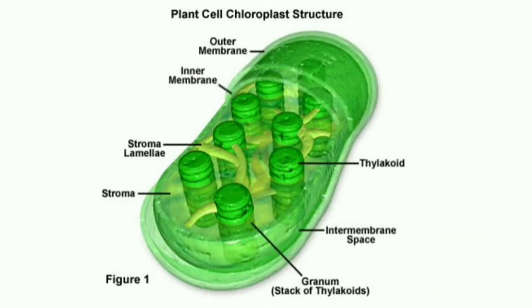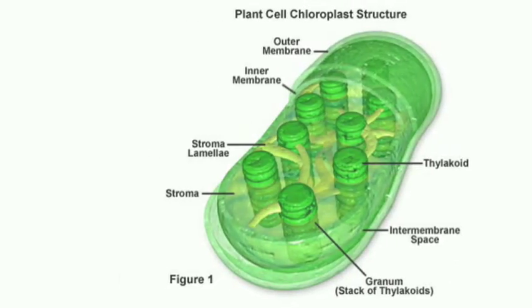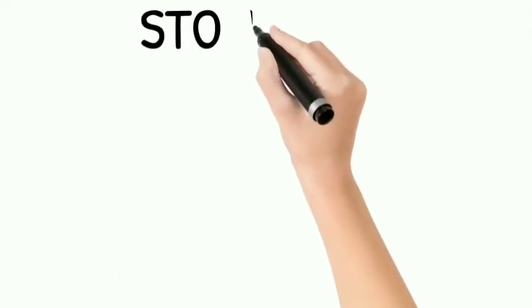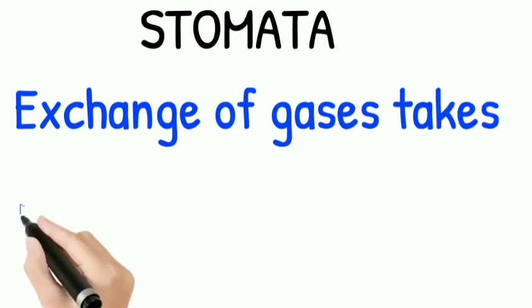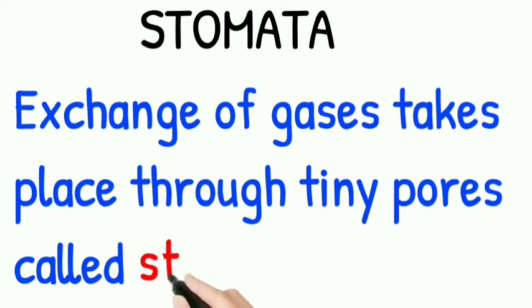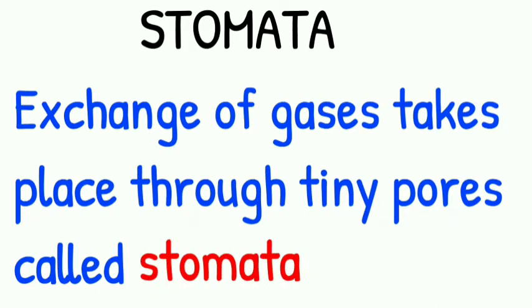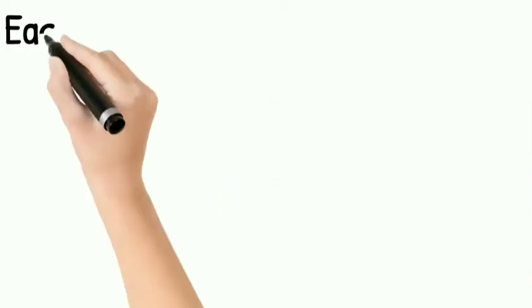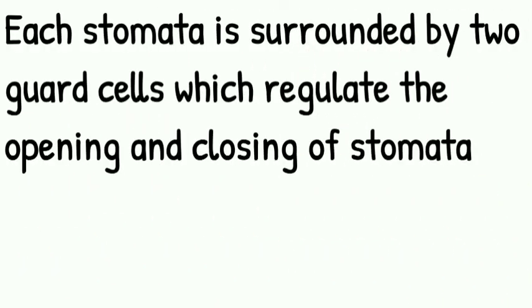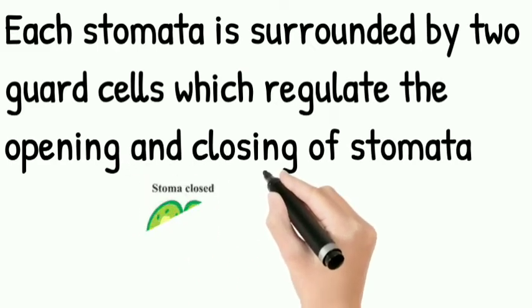This is the structure of chloroplast. Now let us learn about stomata. Exchange of gases takes place through tiny pores called stomata. Each stomata is surrounded by two guard cells which regulate the opening and closing of stomata.